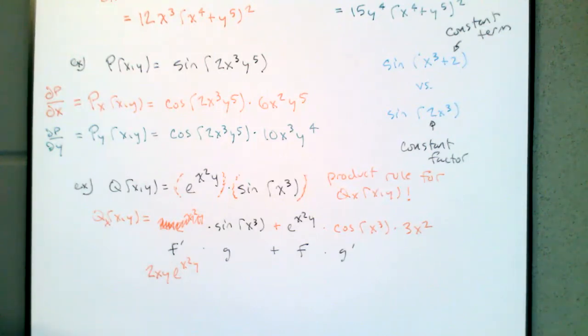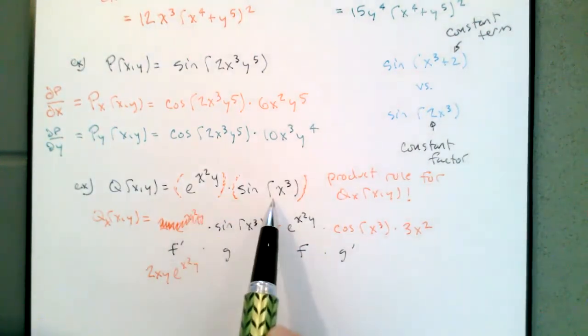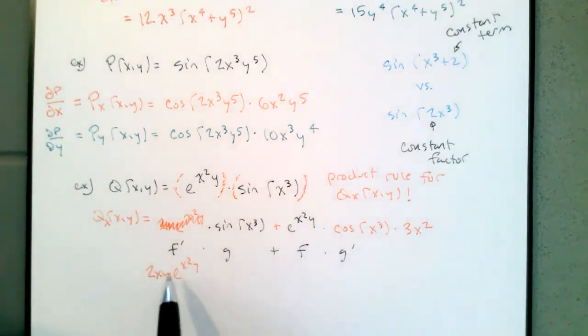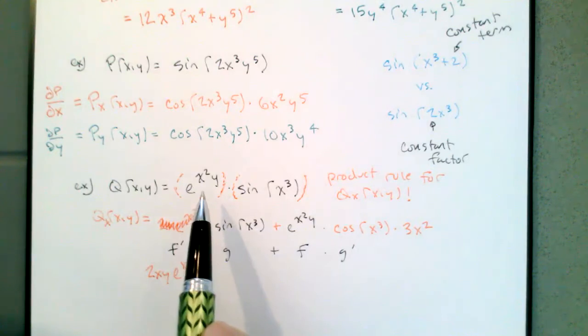So we want to also find the other partial derivative, qy of x, y. And in this case, we do not need to use the product rule. When we look at this function, we see a function of x times another function of x, and that tells us to use the product rule. Sometimes I even remember to use the product rule properly.